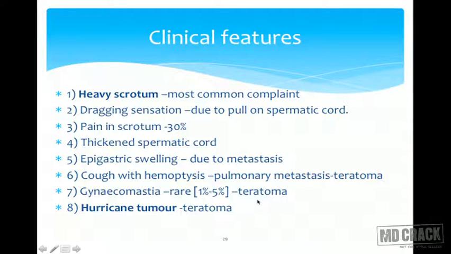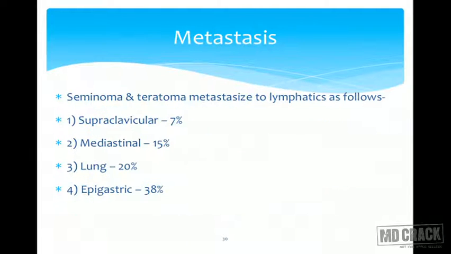And hurricane tumor, which is a very ferocious, highly advanced and very rapid malignancy occurring in the testes, is associated with teratoma and not seminoma. Metastasis. These tumors metastasize to lymphatics as follows. Most common is the epigastric region 38%, followed by mediastinal nodes 15%, both lung fields 20%, and supraclavicular region 7%.